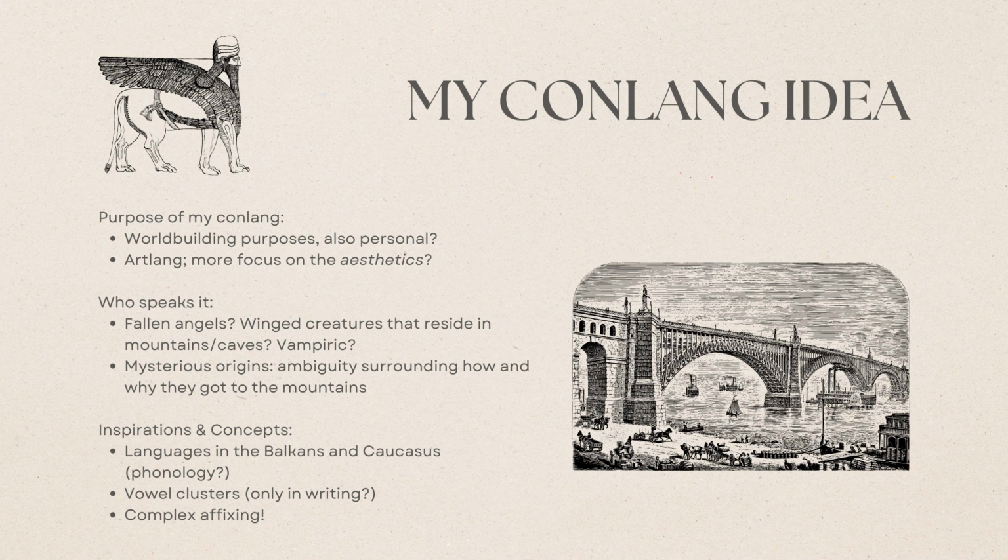For the grammar, I'm thinking that I'm going to look into Balkan languages and languages in the Caucasus, like Georgian, Archi, Abkhaz. Specifically for phonology, I want the phonology to be complicated. I want a lot of consonant and vowel clusters in the first part of the syllable, but when the syllable ends, I'm thinking that maybe I could keep it simple, like maybe just one consonant allowed. I do want complex affixing, so I want the grammar to maybe mimic Hungarian or maybe look like what you see in the Caucasus.